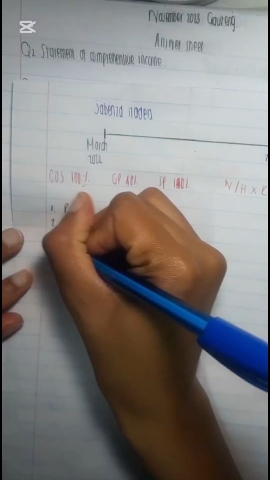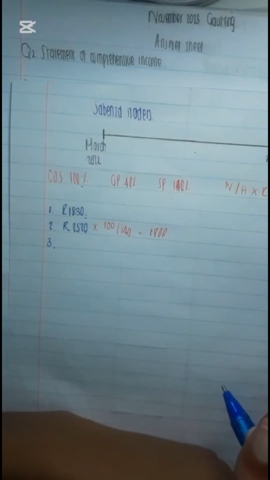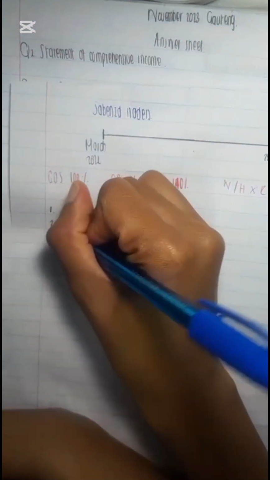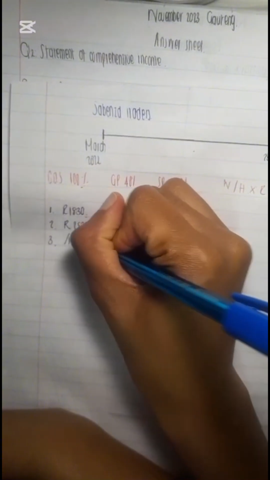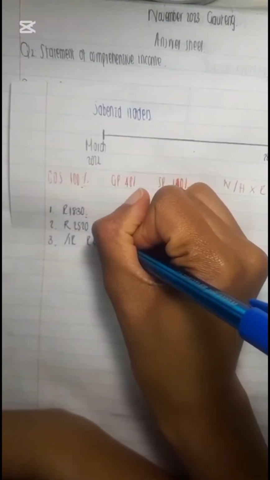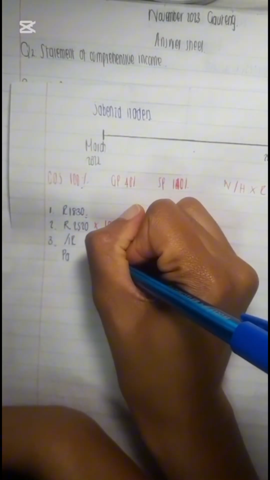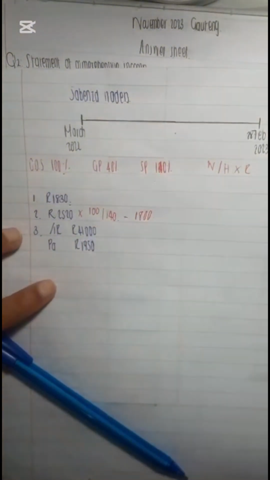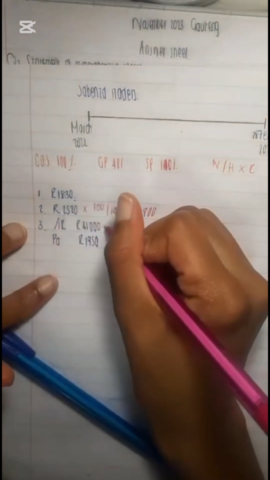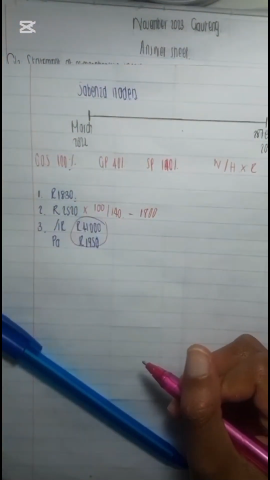Okay, so the transaction says that according to the physical stock count at the year end, we have a trading stock amount of 41,000, which is the closing, and packing material of 1,950. Keep in mind, these are the closing. We want to see if we have a deficit or a surplus.